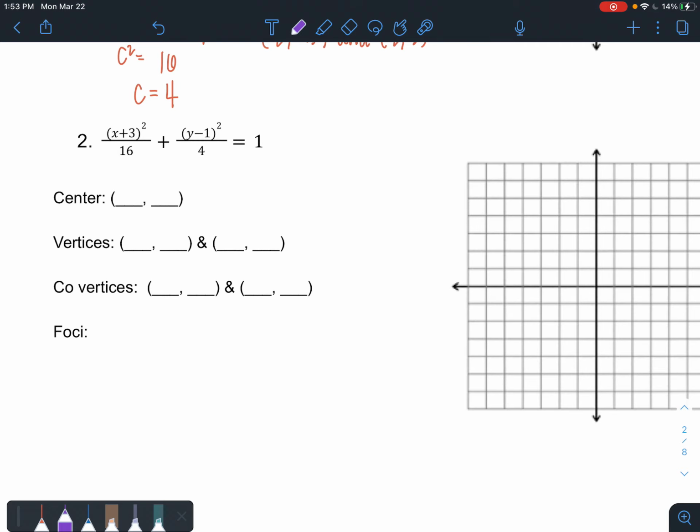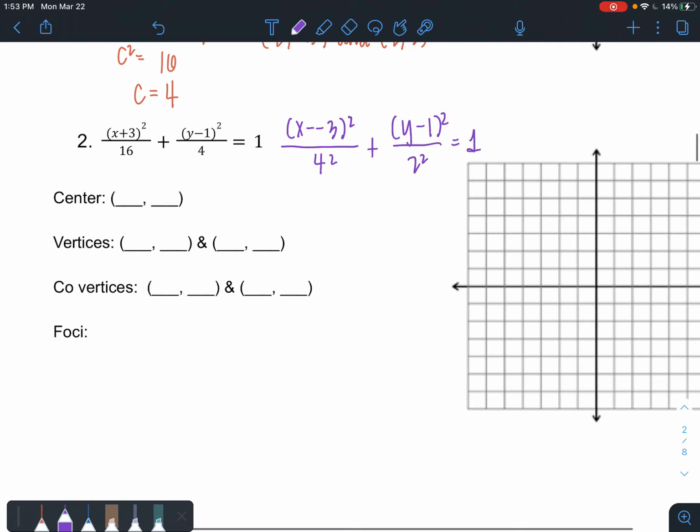So, rewriting here, just so I have it, it's going to be x minus negative 3 squared over 4 squared plus y minus 1 squared over 2 squared equals 1. So my center is negative 3, 1. My a squared is 4 squared, and my b squared is 2 squared. So a is 4 and b is 2.